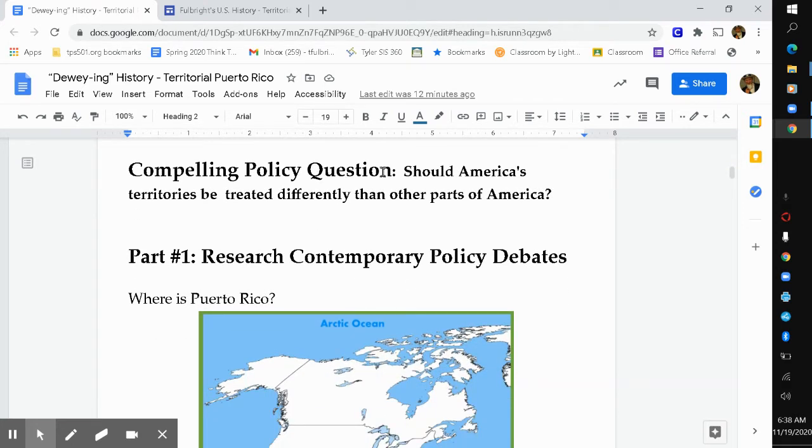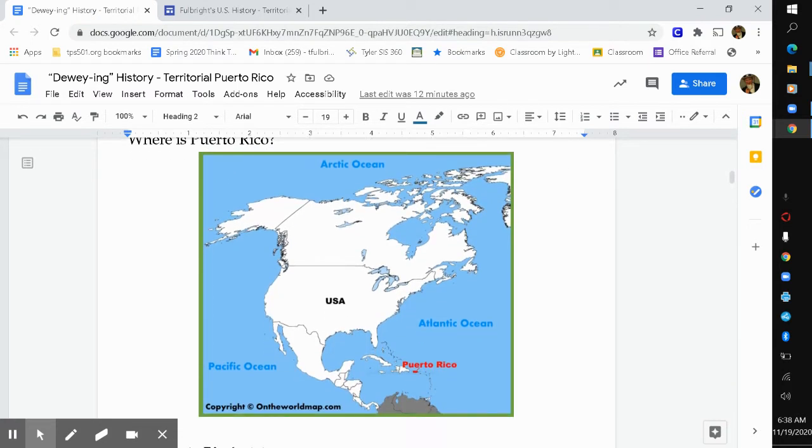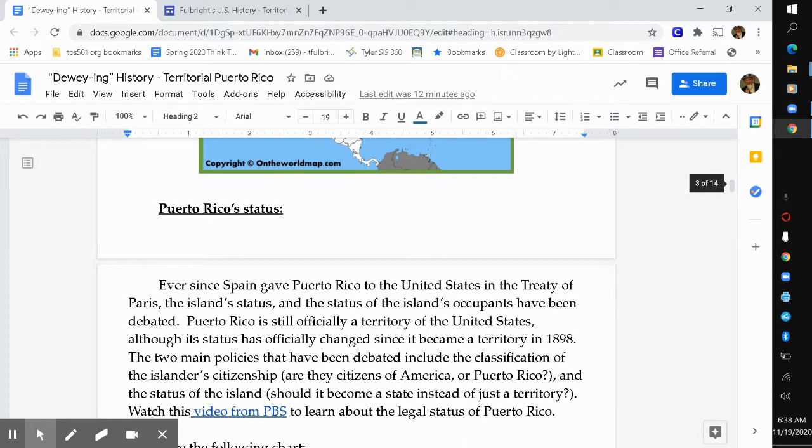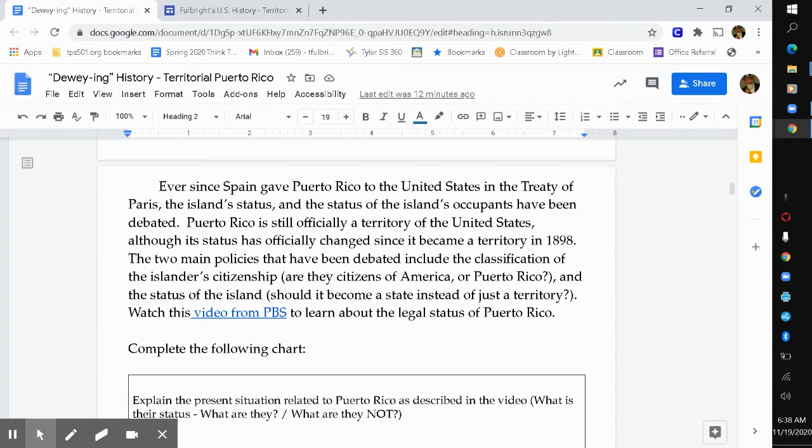Through the assignment, we're going to be trying to decide if America's territories should be treated differently than other parts of America. So let's talk about one of those territories now, Puerto Rico. Where is Puerto Rico? It's just down here. Do any of you know what the actual status of Puerto Rico is? Remember that in our last assignment, we studied the Spanish-American War, and one of the consequences when we signed that treaty was Puerto Rico became a territory of the United States. Since that time, in 1898, we've debated what their relationship is to the rest of the United States.